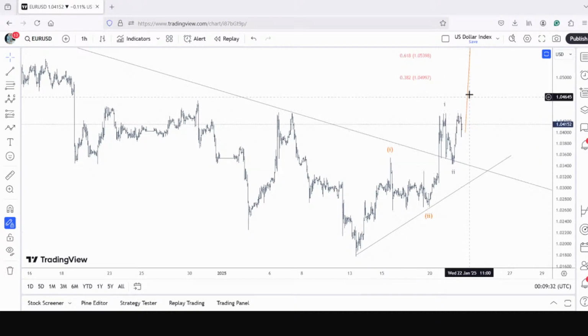There could be one more high up there and complete the leading diagonal structure with wave one going here and then coming back for a wave two. In that case, we'll get another opportunity to get on the long side again. But the price action has still not confirmed if it is a leading diagonal in progress. All right, so we are expecting a third wave extension.